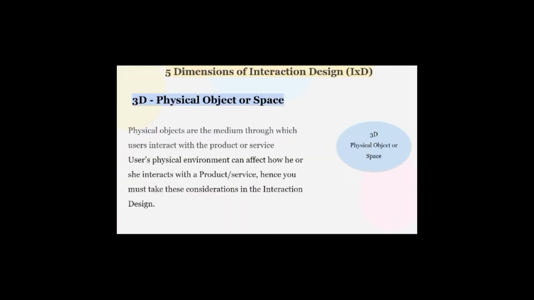Third dimension is physical objects or space. Physical objects or space are the medium through which the user interacts with the product or service. The user's physical environment can affect how he or she interacts with a product or service. Hence, you must take into consideration the physical environment of the user. For example, let's suppose you're designing a microwave. The object is the microwave and the physical environment is the kitchen.